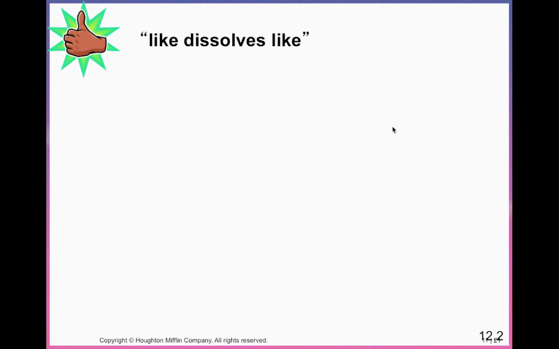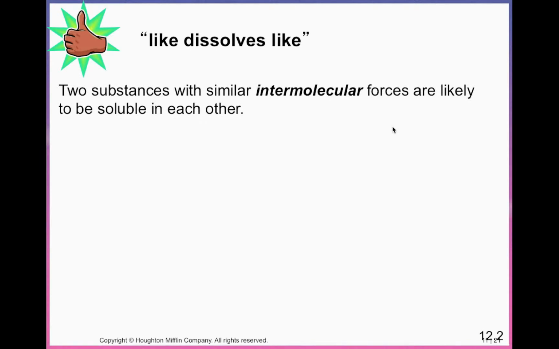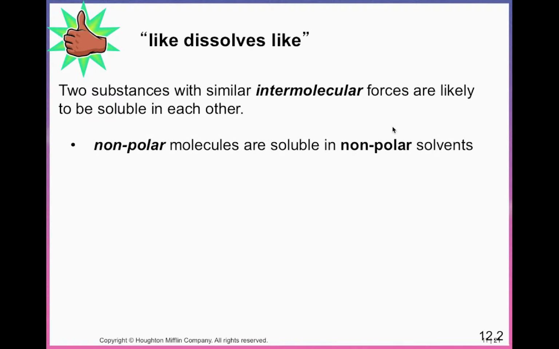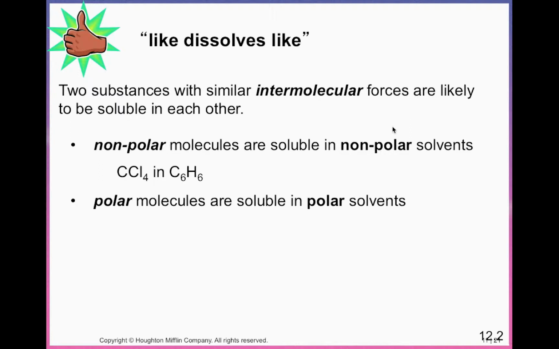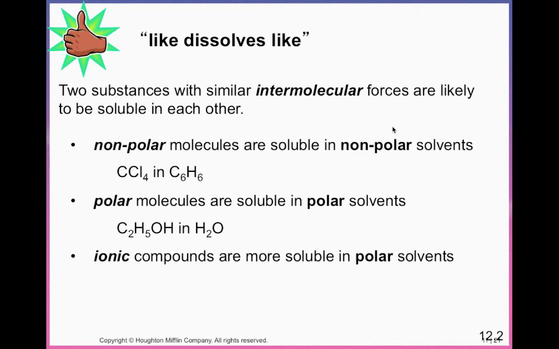Next thing we're going to look at is why do things like oil and water not mix together? And why do we need different solvents for different materials? So, two substances with similar intermolecular forces are likely to be soluble in each other. That means nonpolar molecules are soluble in nonpolar solvents. Now here's an example, carbon tetrachloride, a nonpolar molecule, in benzene, a nonpolar substance. Polar molecules are soluble in polar solvents, ethyl alcohol and water.